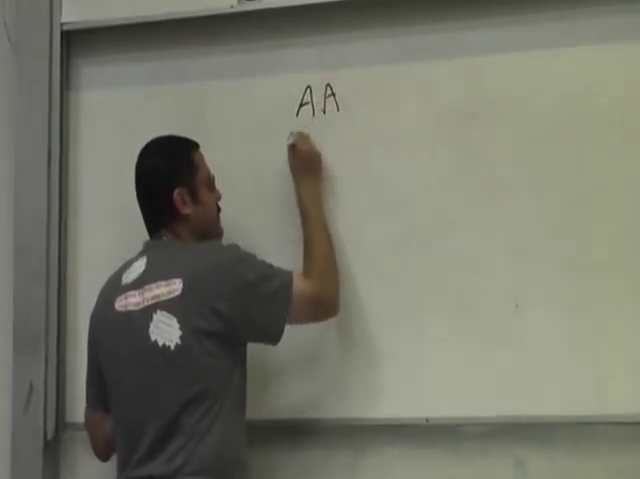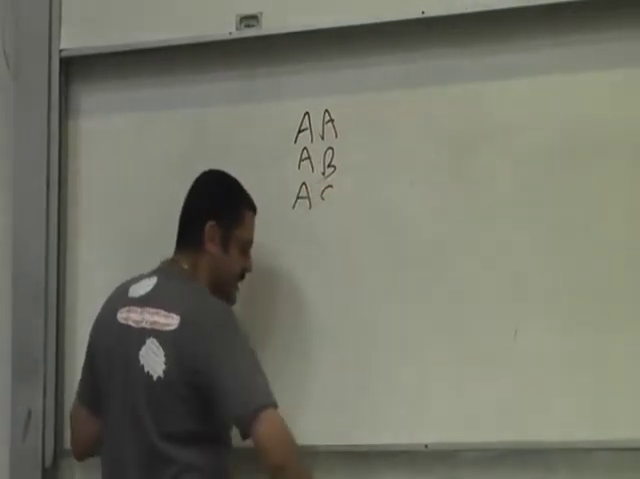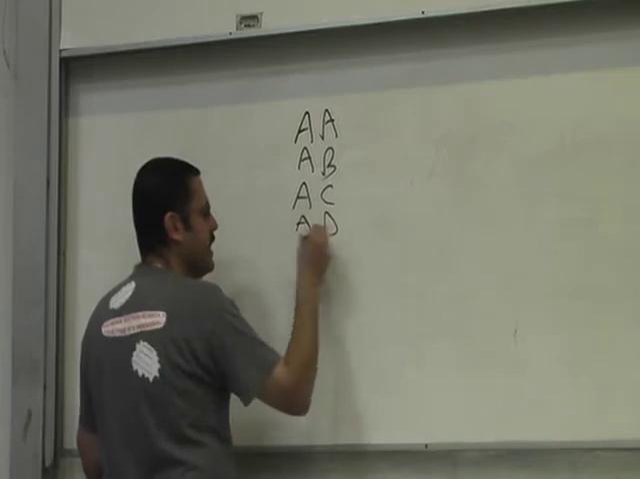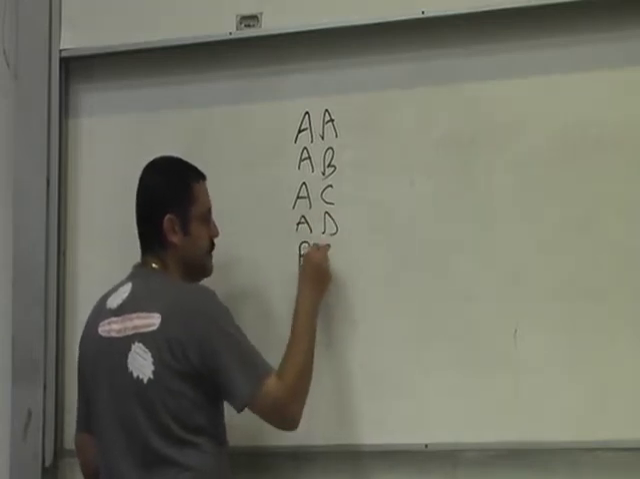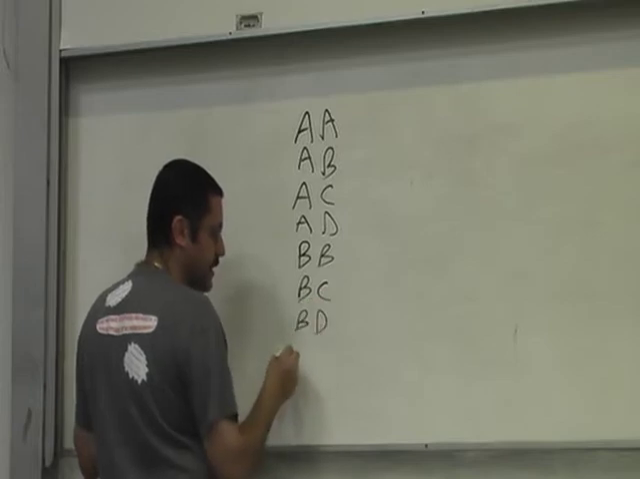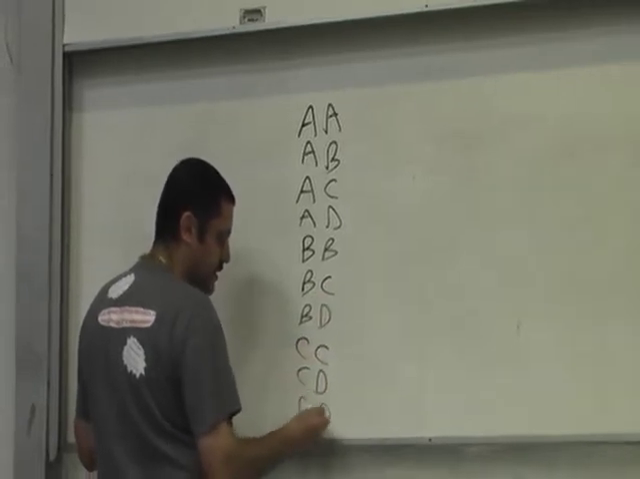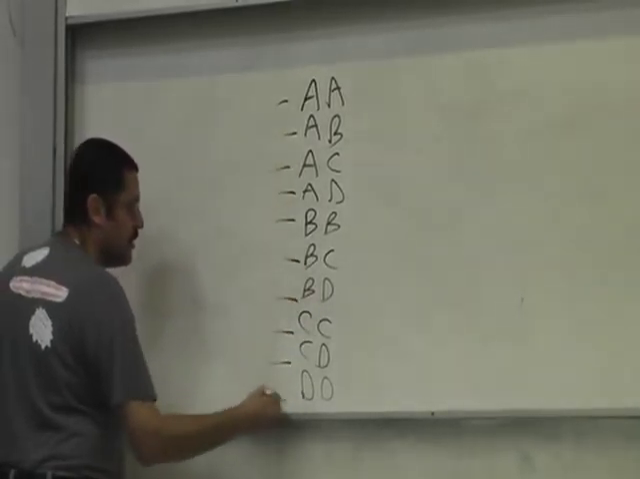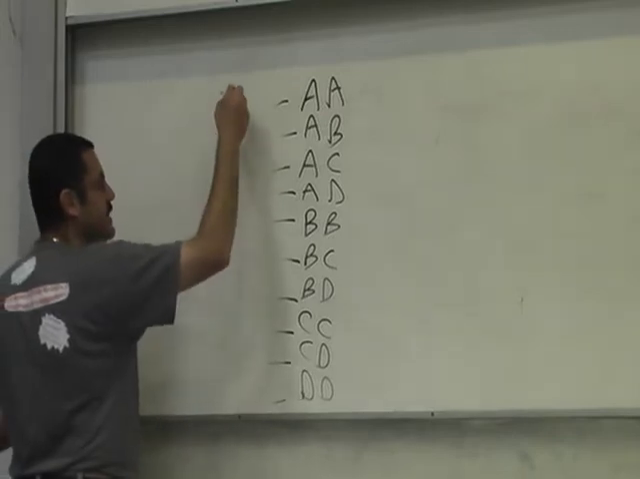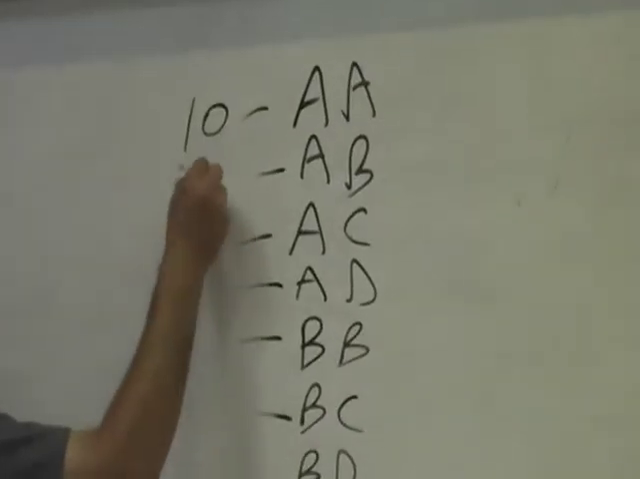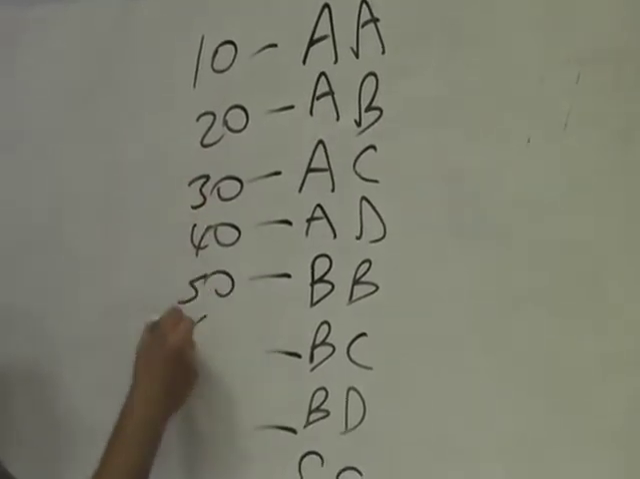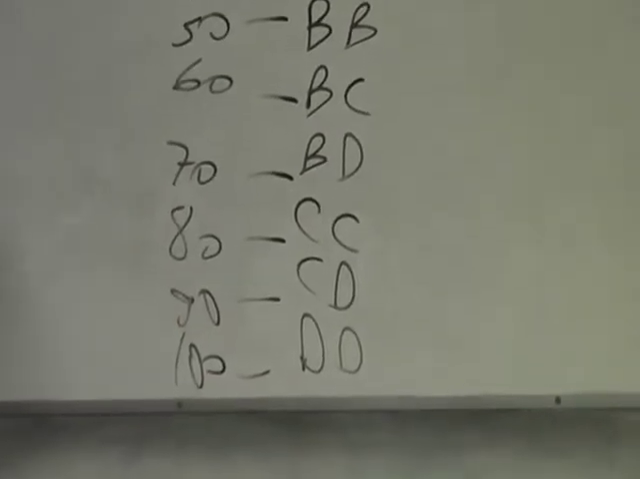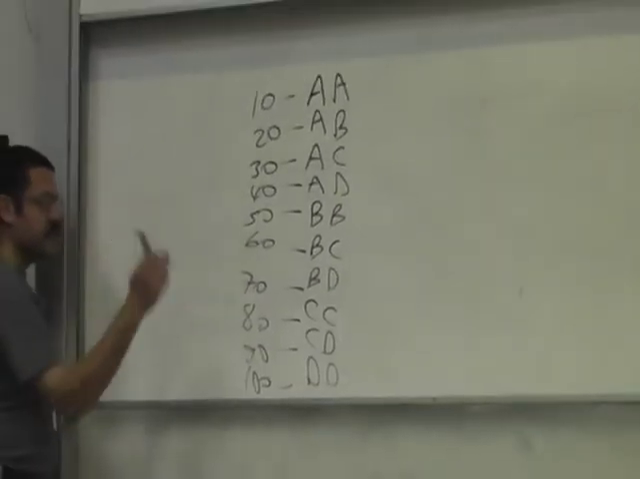But these are going to be my 10. They're going to be AA, AB, AC, AD. Right? What comes next? BB, BC, BD, CC, CD, DD. These are my 10. Okay, so let's assign numbers to these. Real quick. Making it very easy. 10, 20, 30, 40, 50, 60, 70, 80, 90, 100. I don't know if that was easy, but to calculate ultimately. But let's say this is what you're given.